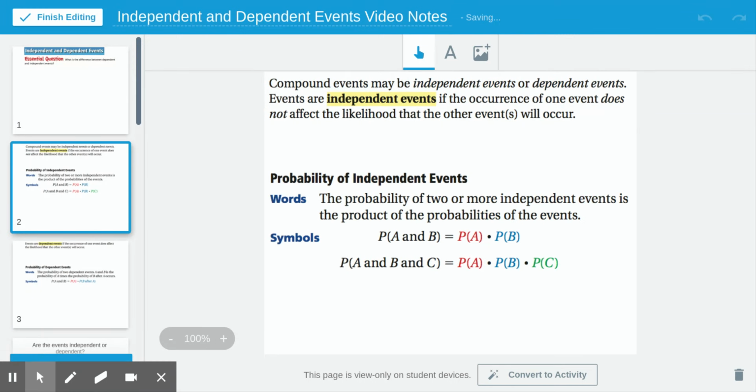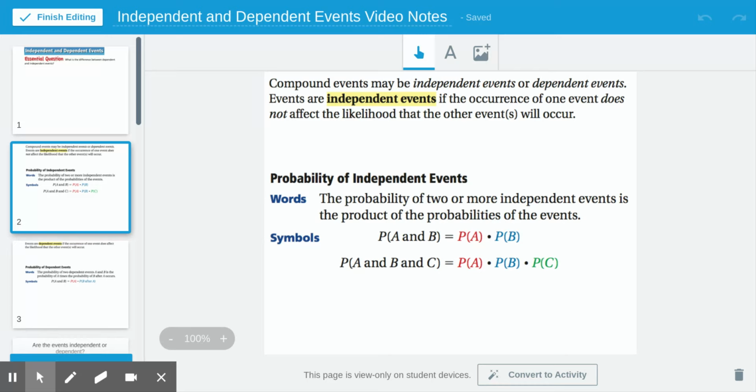Okay, so we're going to start with just what the difference between those two things would be. You've heard the words independent and dependent before. Independent is when you're not relying on anything else, or maybe you're not affected by anything else. You're kind of just on your own. So for probability, an independent event means that one thing does not affect the other.